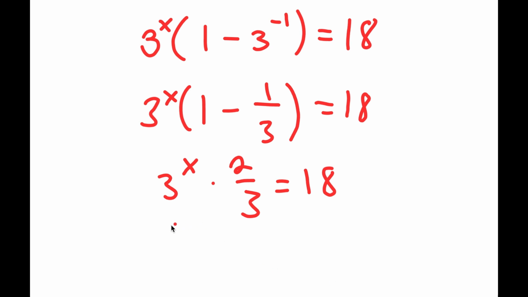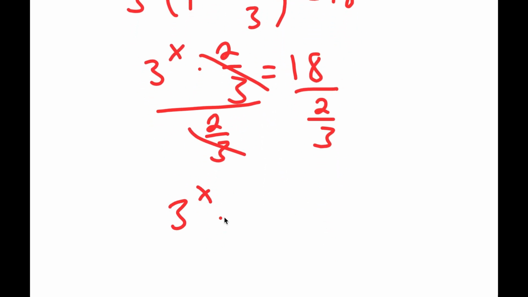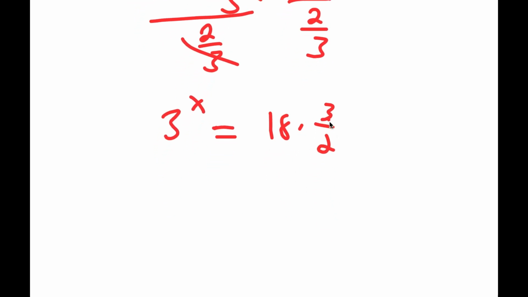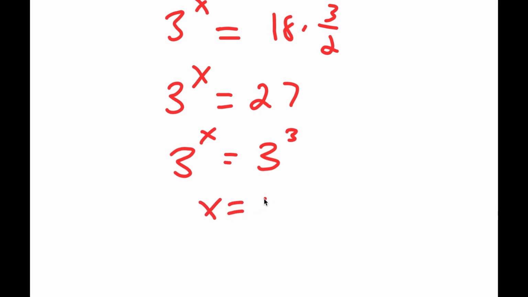Now I'm going to divide both sides by 2 over 3. And dividing by 2 over 3, that's the same thing as multiplying by 3 over 2. So I have 18 times 3 over 2. And 18 times 3 is 54. 54 divided by 2 is 27. So I have 3 to the power of x is equal to 27. And 27 is the same thing as 3 to the power of 3. So I have 3 to the power of x is equal to 3 to the power of 3, meaning x is equal to 3.